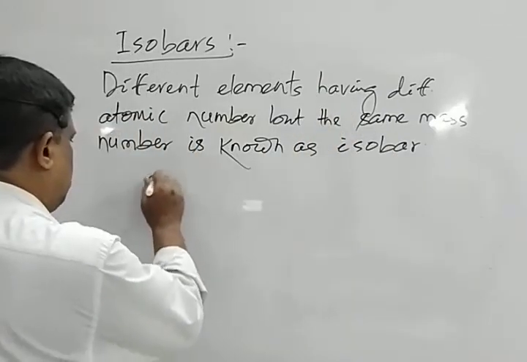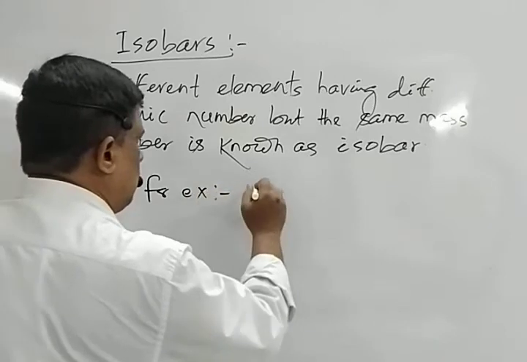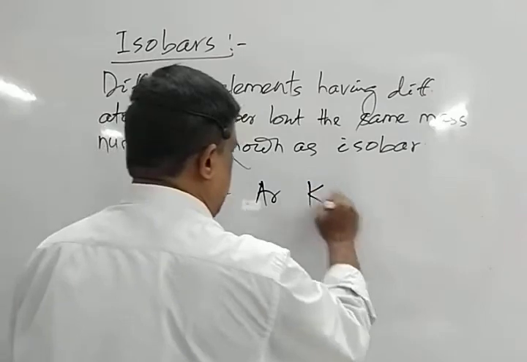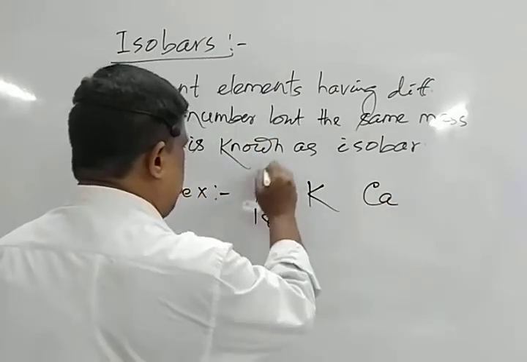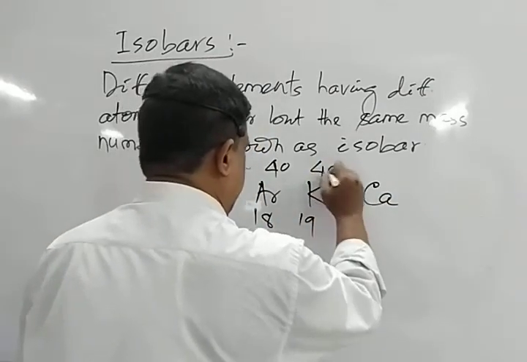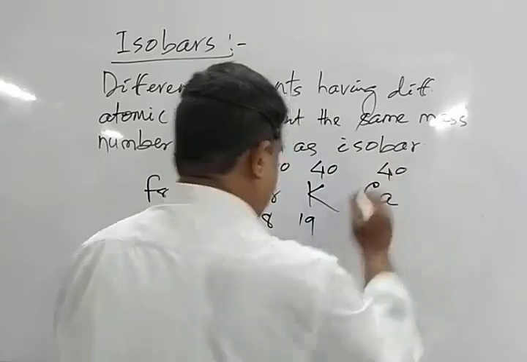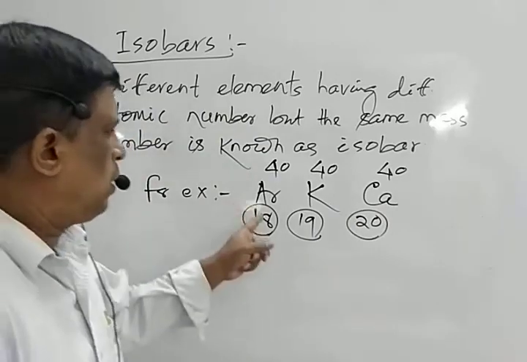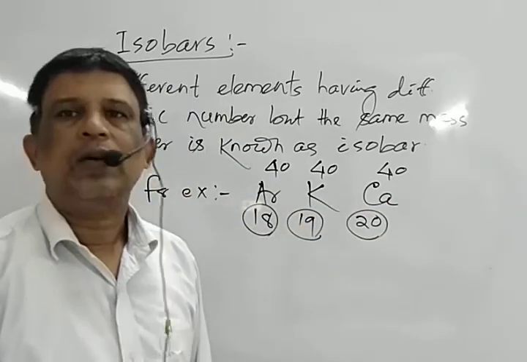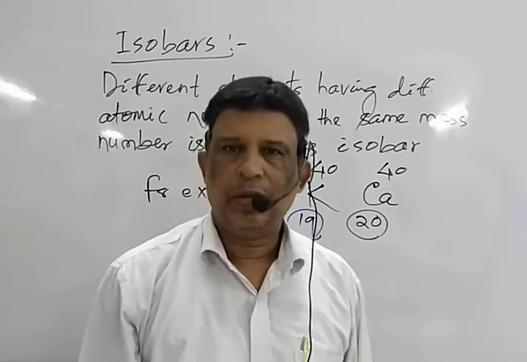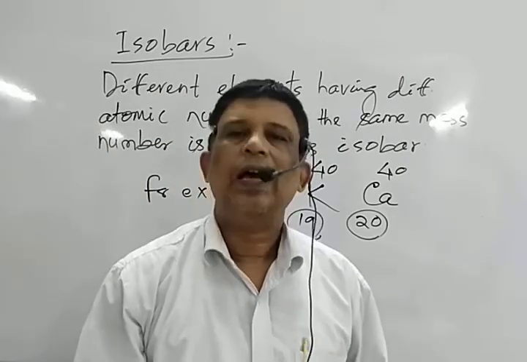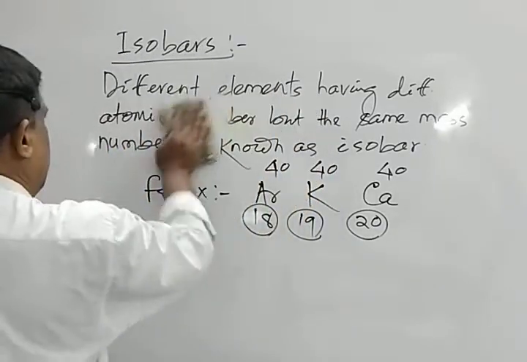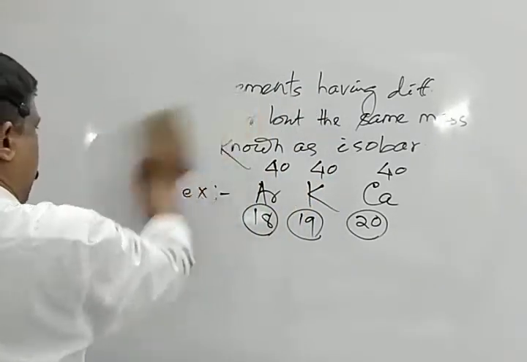For example, potassium, argon, calcium: 18 40, 19 40, 20 40. Mark that. Different elements, obviously different atomic number, but mass number remains the same. So it is an example of isobar. Isotope, isobar. Next, isotone. Next term is known as isotone.